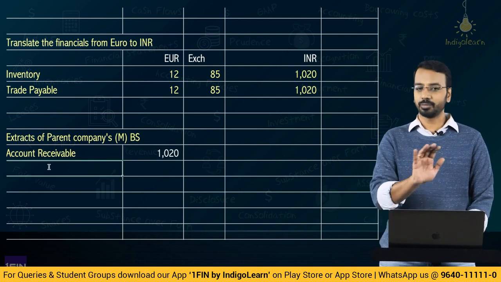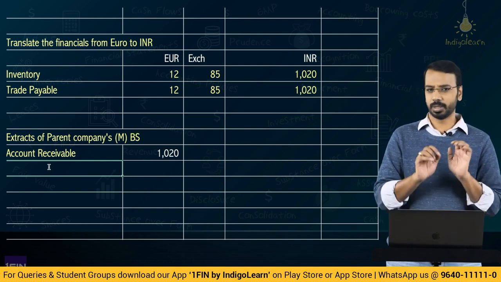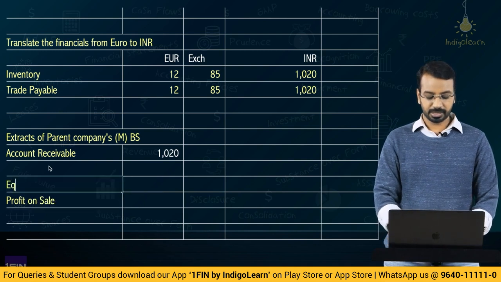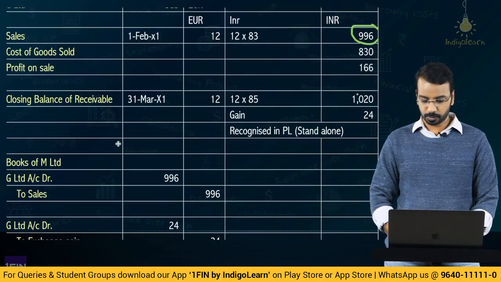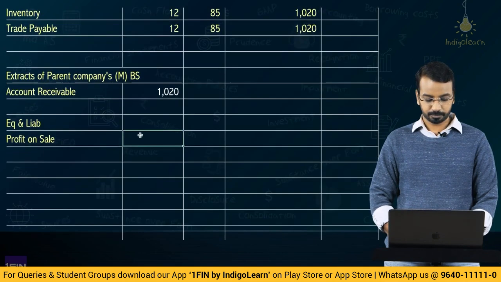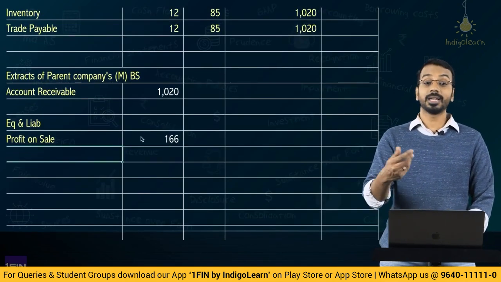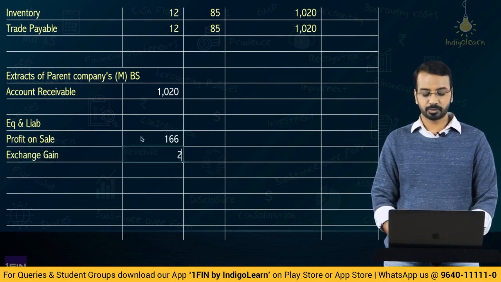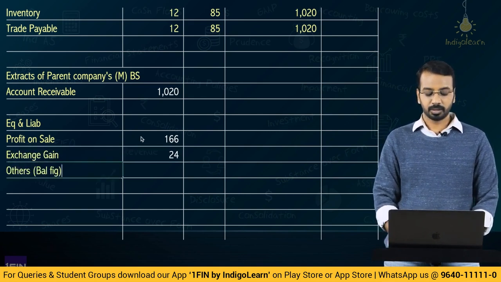Then do we have inventory? We do not have inventory. Then do we have any other asset related to this transaction? No other asset. Then the other thing we have is profit on sale, that will be on your equity and liability side. Profit on sale, we had calculated how much was the profit on sale, 166. Then exchange gain, that is 24, right, and others. We can have a balancing figure.